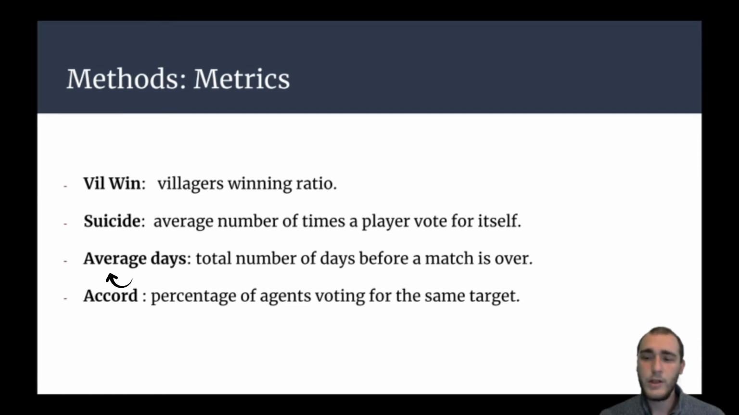In order to get a good measure of how good the agents are at playing the game, the average number of days before a match ends is stated as a metric. Finally, as a cooperative measure, we introduce the accord ratio, which is the percentage of agents voting for the same target at execution time.